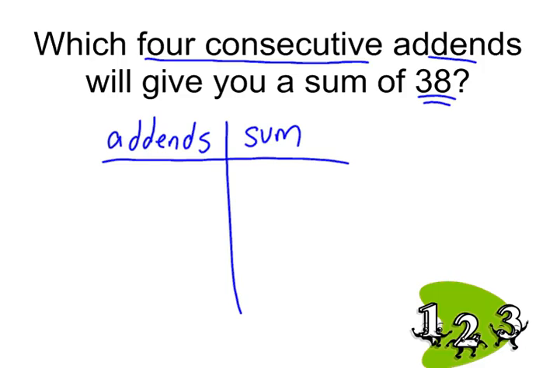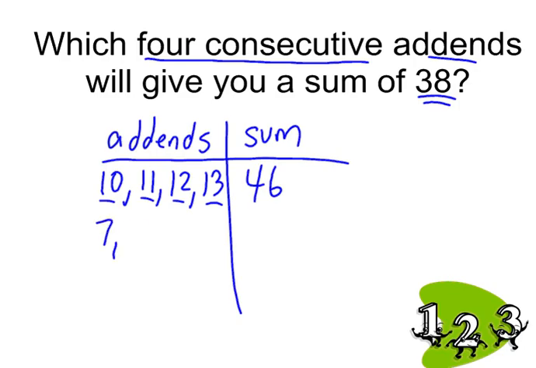I'm going to start with 10 again. 10, 11, 12, 13. Well, that would add up to 46. So my guess is a little bit high. What if I start with 7, 8, 9, and 10? Well, 9 and 10 would give me 19, plus 8 would give me 27, and 7 would be 34.